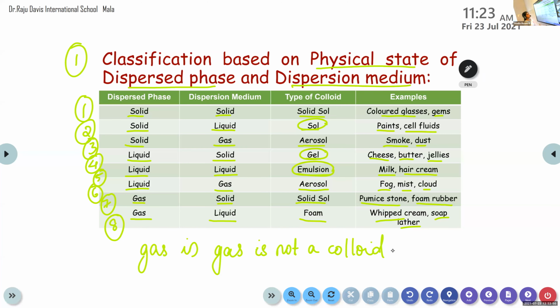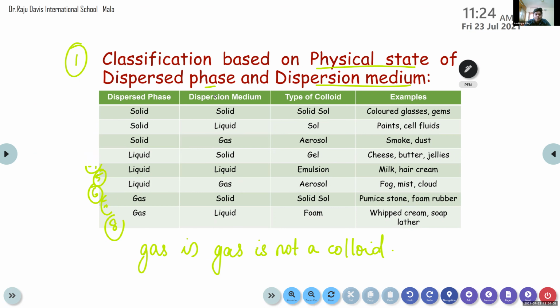Aditya, can you please read the types of colloids? Solid in solid, example colored glasses, gems, etc. Then solid in liquid is sol, examples paint, cell fluids. Solid in gas is aerosol, example smoke, dust. Liquid in solid is gel, example cheese, butter, jellies. Then liquid in liquid is emulsion, example milk, hair cream, etc.